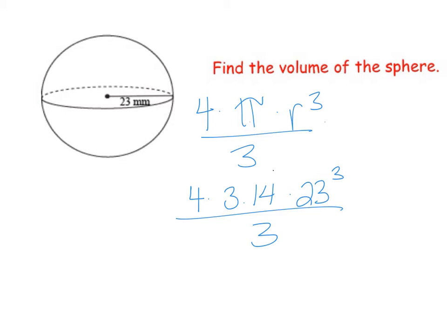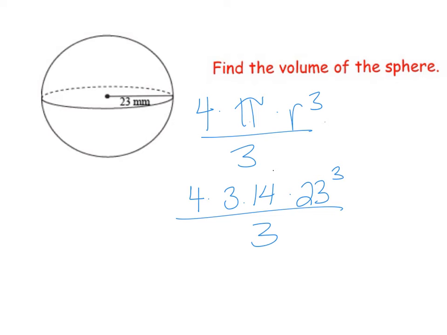Okay, so let's go ahead and grab a calculator and put that in. 4 times pi times 23 cubed. Okay, and then we're going to take that answer and divide by 3. Okay, now we're going to come up with a very long repeating decimal here. So here's what we're going to do. We're going to round to the nearest whole number.